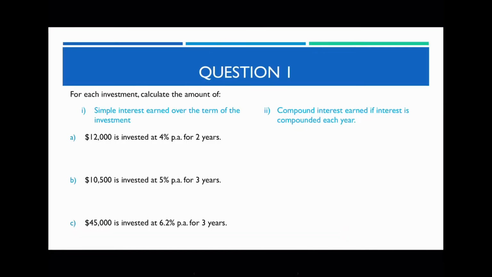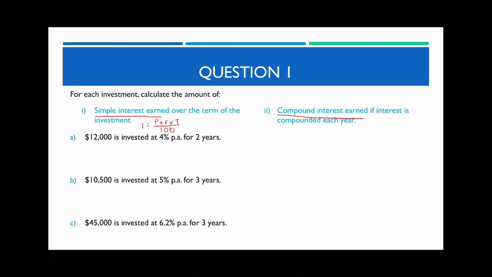So what I'd like you to do right now is please pause the video and attempt the following questions by yourselves. For this particular question, it wants you to calculate both the amount of simple interest earned as well as compound interest earned. We recall that the formula to calculate simple interest is I equals P, which is principal, times your interest rate times the time period, all divided by 100.